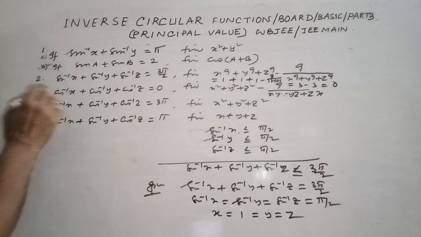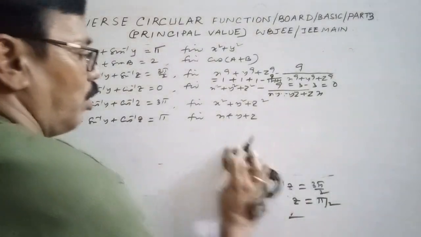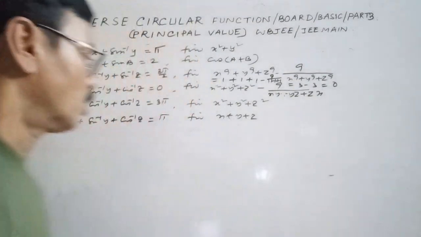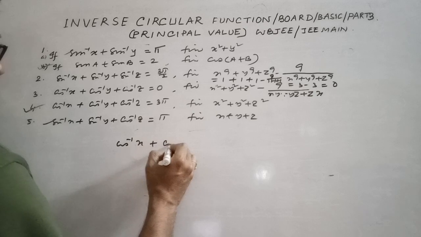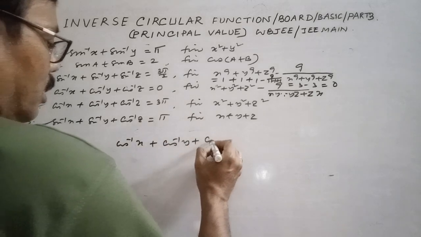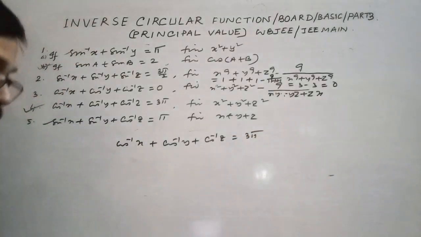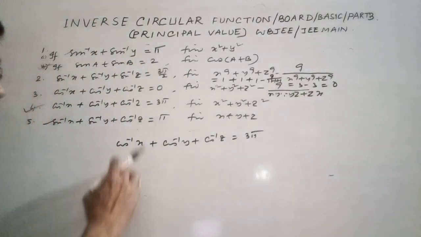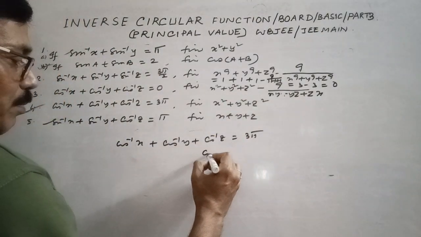Now consider problem number 4. Look, it is given in terms of cos. Cos inverse x, cos inverse y, cos inverse z equals 3 pi. So the maximum value of cos inverse x is pi, so pi plus pi plus pi is 3 pi. You look, exactly the same problem.